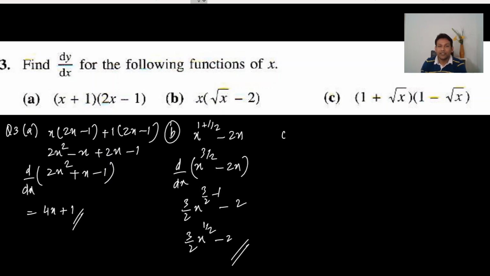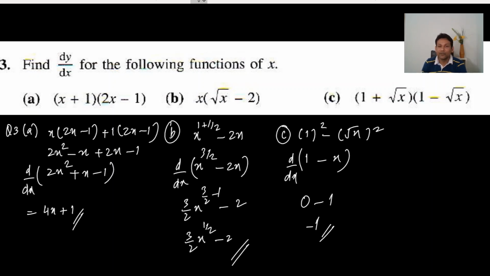In this part C, both the brackets are the same, only the sign is different, so we have to use the formula a squared minus b squared. Remember the difference of two squares formula. So 1 minus, sorry, x. Now apply the differentiation. When we apply the differentiation, the constant term is 0 and minus x is 1, so the right answer is minus 1. That's we have done. So this is the way. Question number 3, the other parts you try yourself. I'm moving to question number 4.